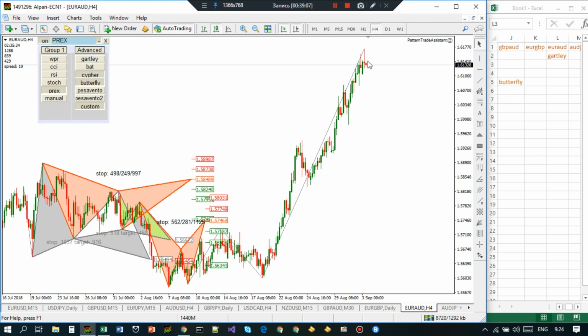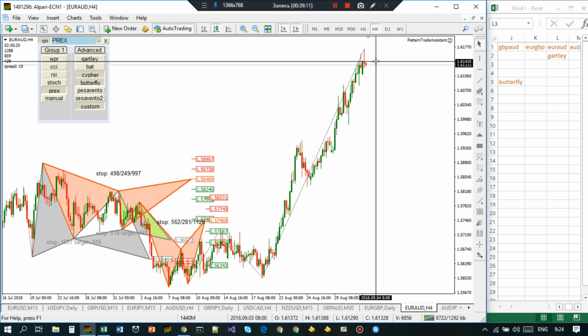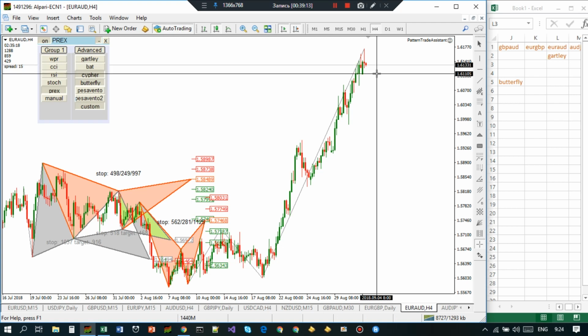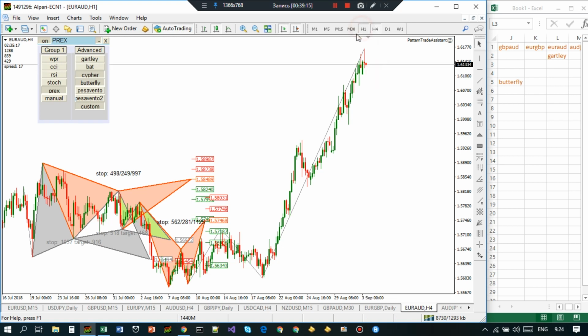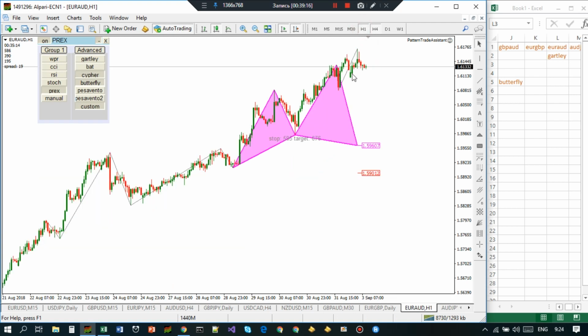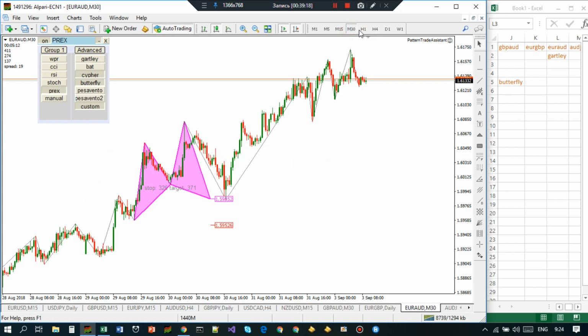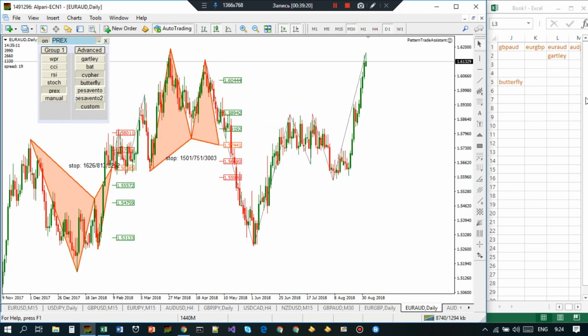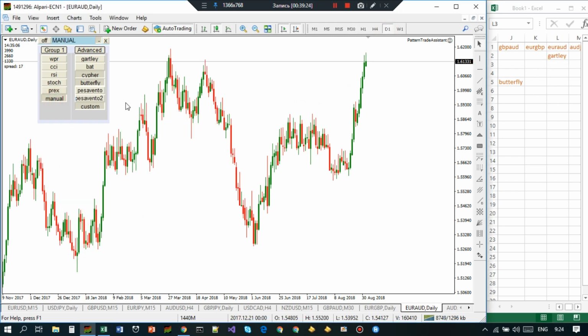On 1 hour it looks like rejection, and we also gapped to the downside. From here to here we gapped to the downside. The gap is seen much better here. Okay, so this is Euro Aussie, a Gartley pattern. Let me use manual drawing to point out that pattern once again.